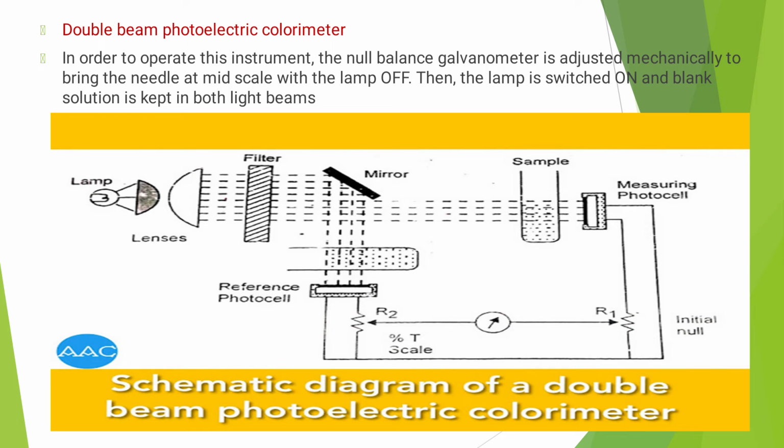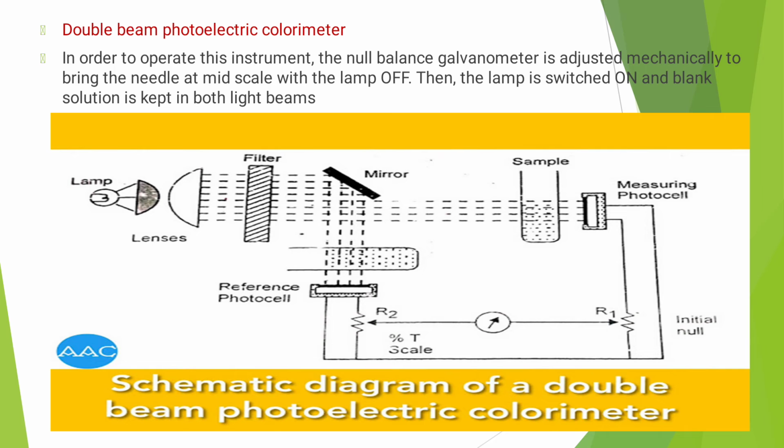The next type of instrument is the double beam photoelectric colorimeter. What is the difference between double beam and single beam? Here double beam of radiation means the beam of radiation passes through the reference solution as well as the sample solution. The reference solution is a standard solution whose concentration is known, and the sample solution is the unknown solution whose absorbance we are going to measure.